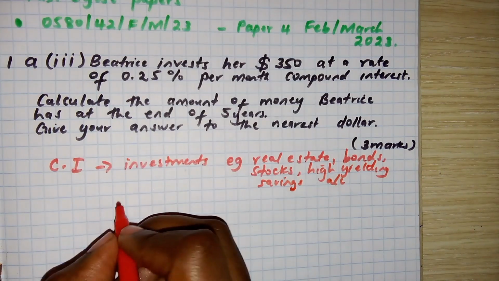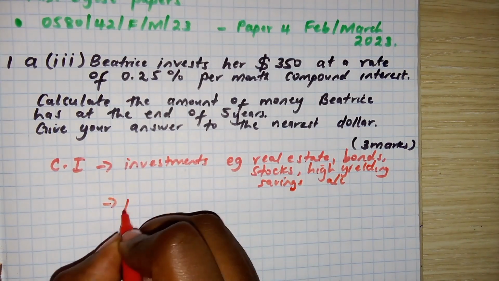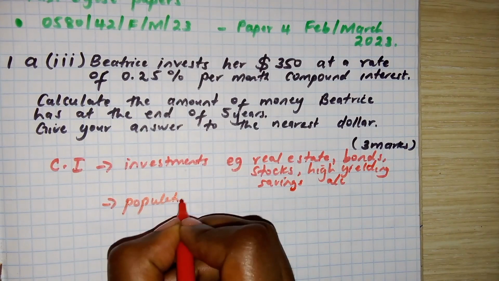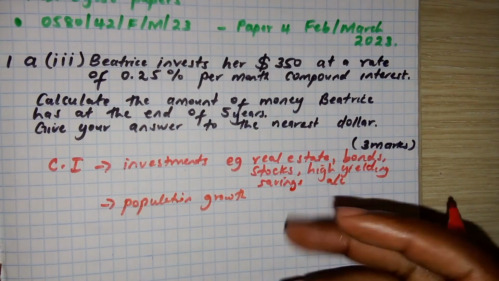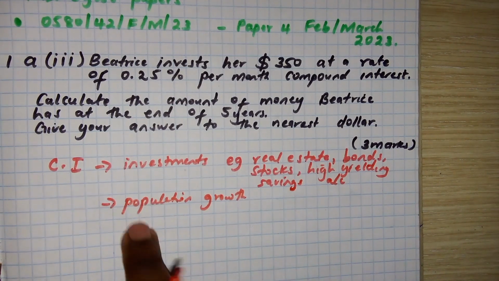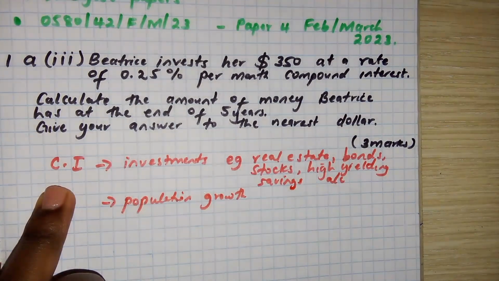Another thing we can look at in compound interest is population growth. So if a country wants to know the population growth, maybe after 10 years, there's a formula they apply which is related to compound interest.